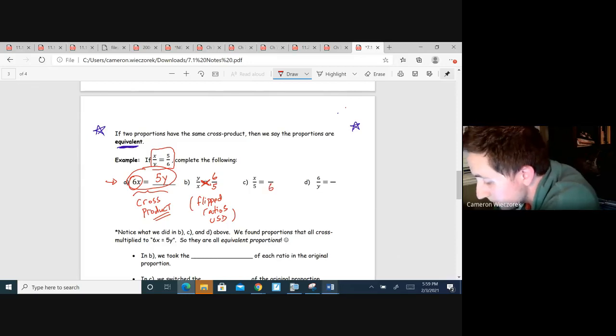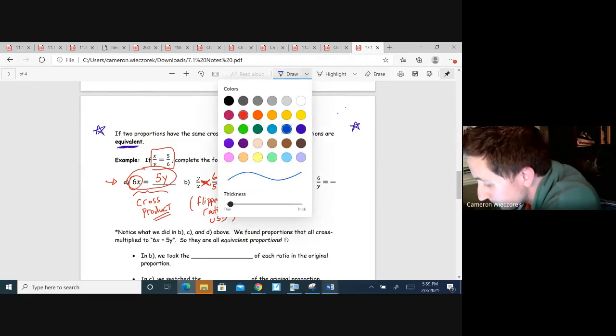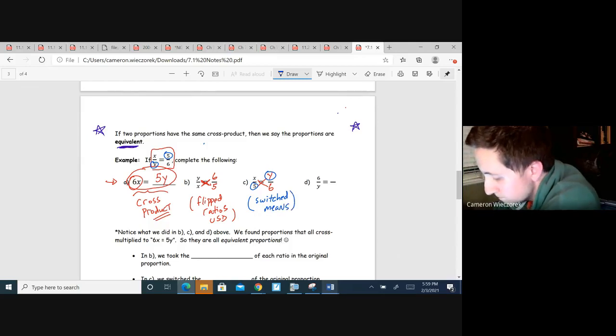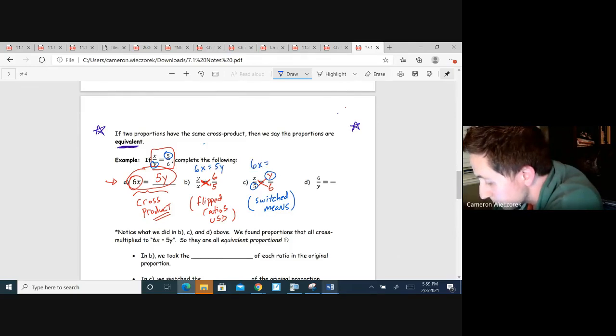In C, now I would need to put, if I need 6x, I would put 6 in the bottom right, and I would put y in the top right so that I get 6x equals 5y. Notice what I did in this one. It's a little more subtle. In the original proportion, my means were y and 5. Notice that they flipped positions now. So all I did is I switched the means. That is a legal move, and it creates an equivalent proportion. This one is 6x equals 5y. The original one was 6x equals 5y. So far, they're all equivalent.